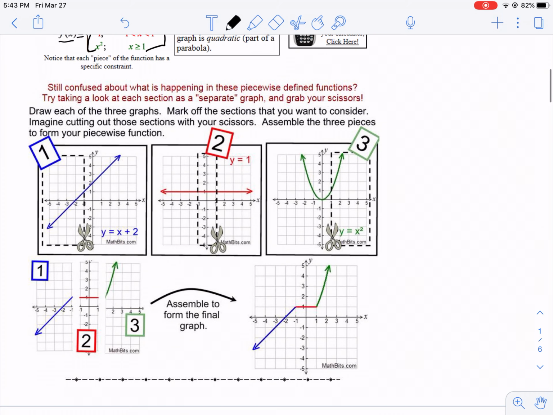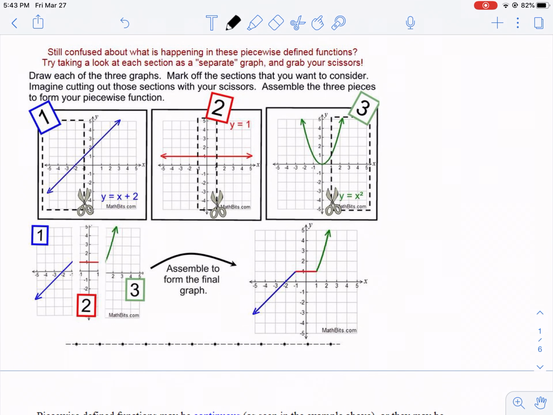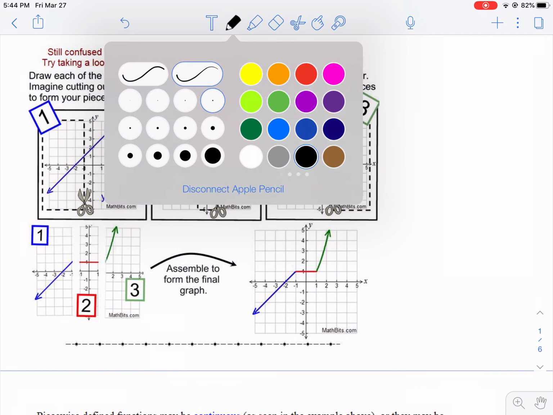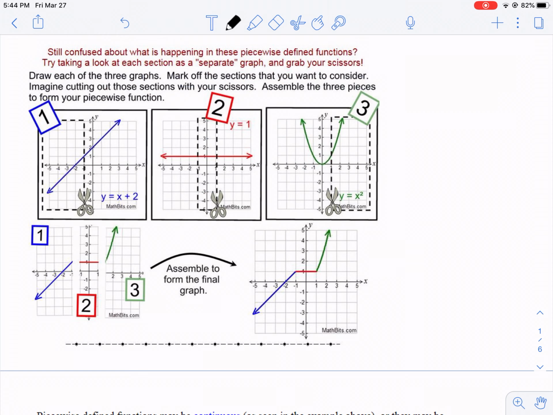The people at MathBits who put this together did a really good job of trying to show you where that graph comes from. So if you were to graph the line y equals x plus 2, as shown in the box labeled number 1, you would get that entire line. But because it said x less than or equal to negative 1, they're showing you with the dotted rectangle that they're cutting out the portion of the graph where the x values are less than or equal to negative 1, and then they're putting it down here.